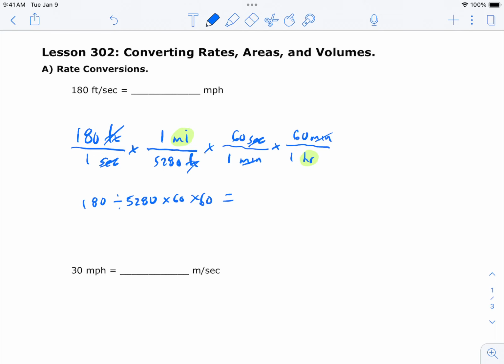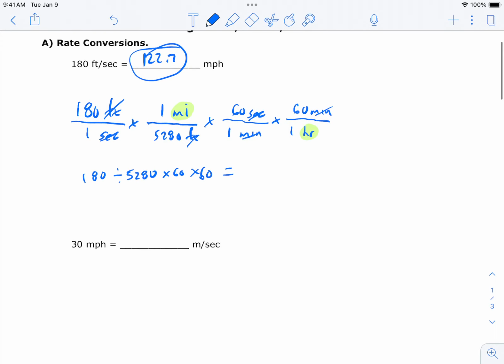Where's my calculator? There it is. Okay, so I got 180 divided by 5280 times 60 times 60. Boom. It's just about 122.7 miles per hour. So actually you're booking. If you're going 180 feet per second, yep, you're making some time there. 122.7 miles per hour. Wow, I didn't think it was that high. It is. The math doesn't lie.